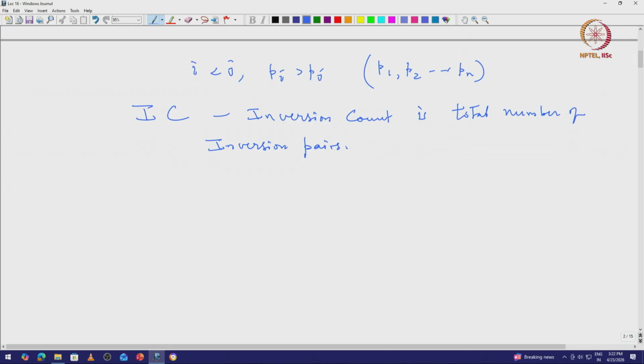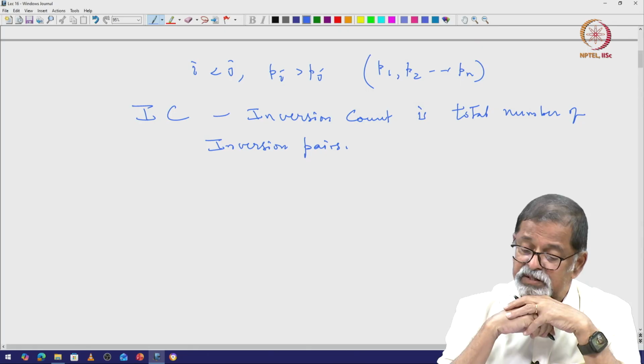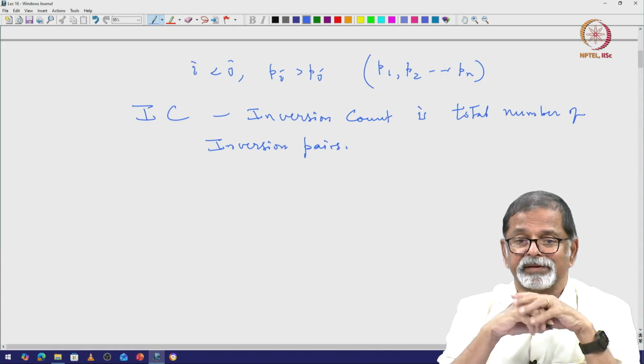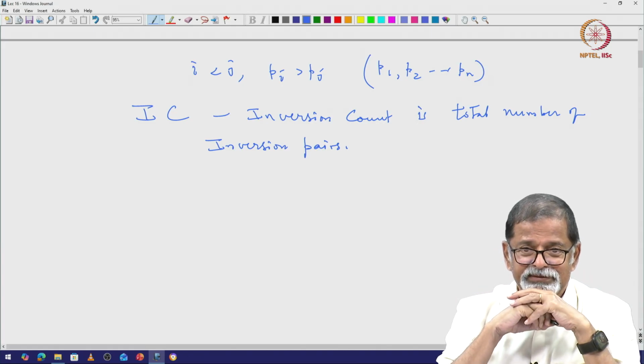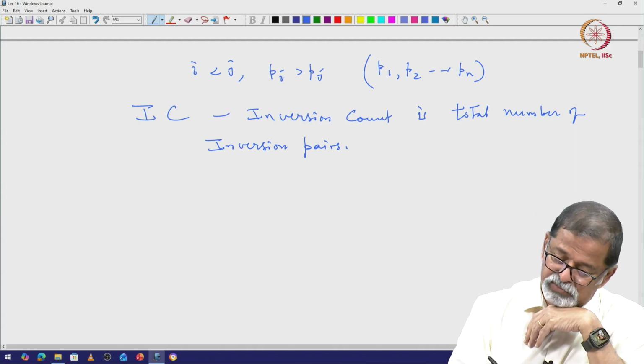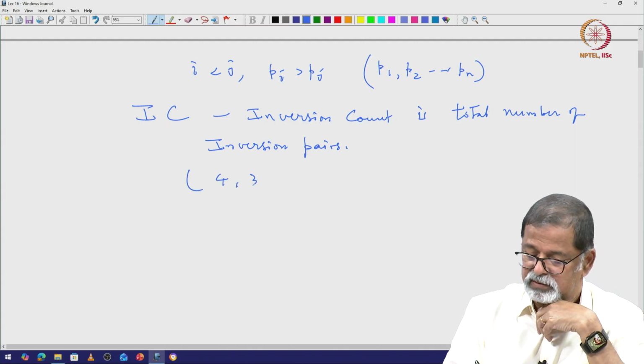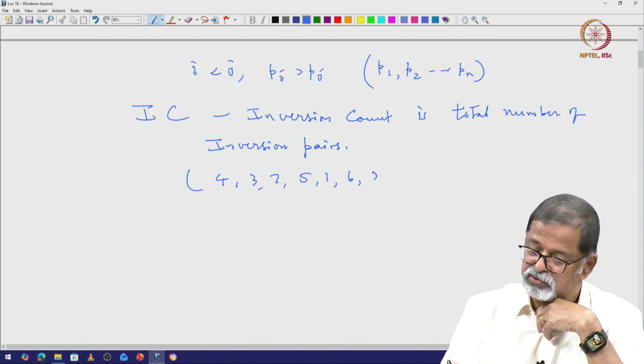Count the total number of inversion pairs and that will give you the inversion count of a permutation. So, the inversion count of a permutation is the total number of inversion pairs in it. Okay. So, we can take, let us say, 4, 3, 7, 5, 1, 6, 2.